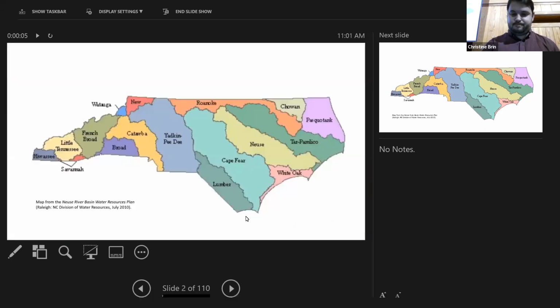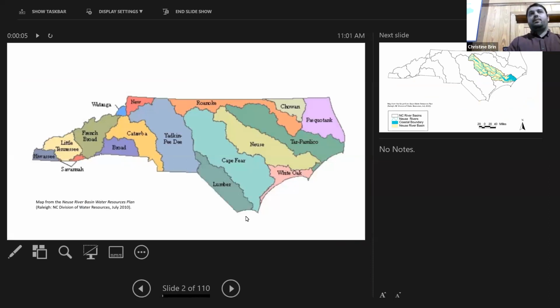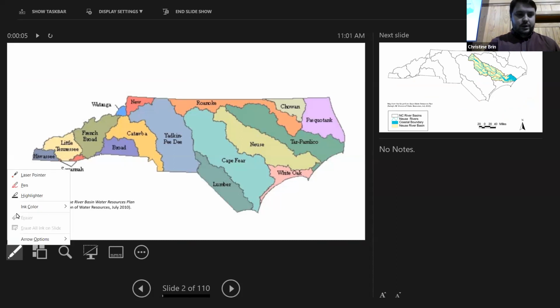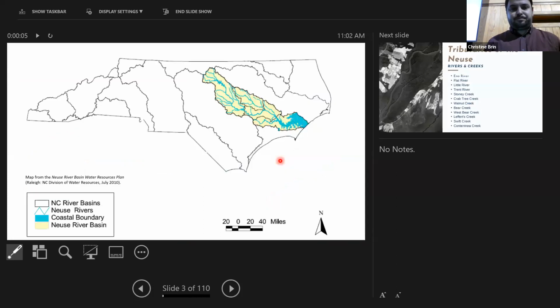Oh, there we go. All right, so just some quick geography. Since we are talking about the Neuse River, I just want to throw this map up here, indicating where the Neuse River Basin is located. So I'll just get my laser pointer. And of course, it's this area right in here is the Neuse River Basin. And then, of course, there's the other major river basins of North Carolina shown there on the map.